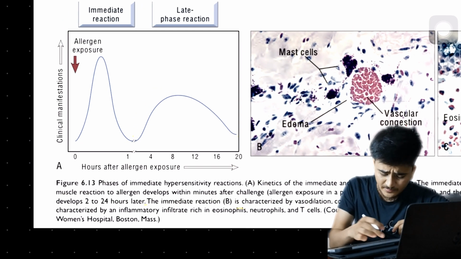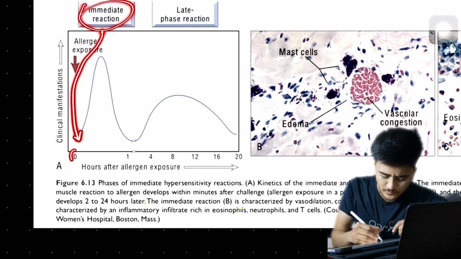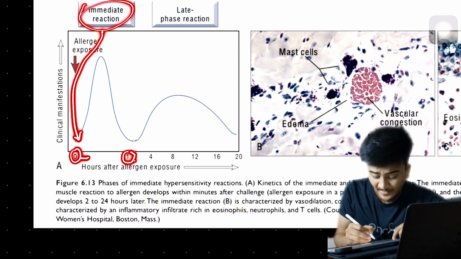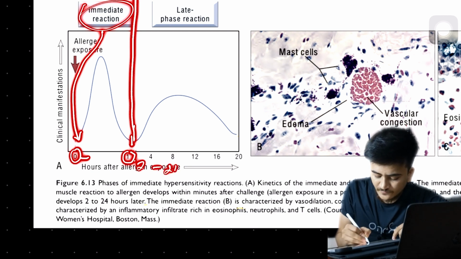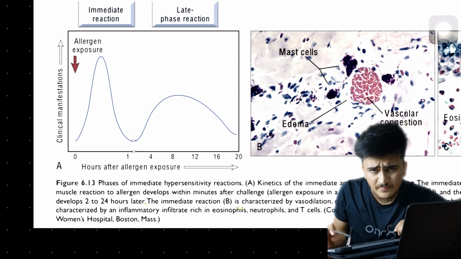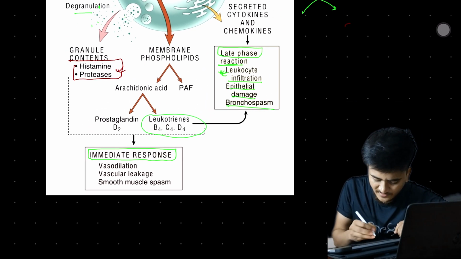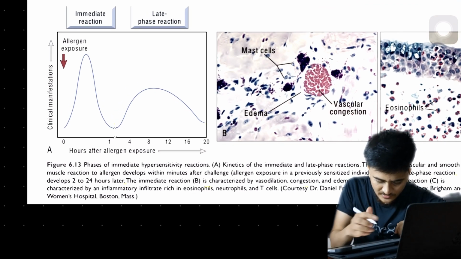I would like to make a correction. What was the immediate reaction? The immediate reaction was the condition from exposure of antigen into the body to 1 hour of duration, and the late phase reaction was the condition from 2 hours to about 24 hours. What happens in the immediate reaction? We have already said it. As we can see in this figure, vasodilation, vascular leakage, and smooth muscle spasm were going on. Let me read out what is written here.